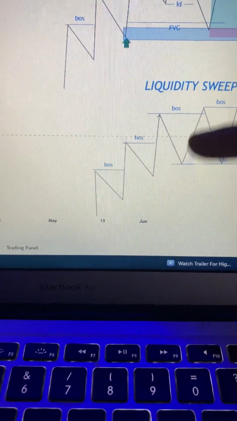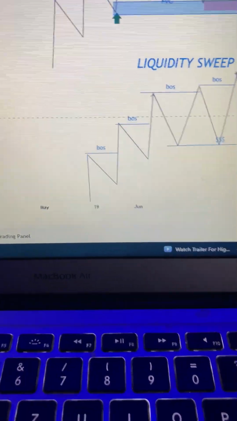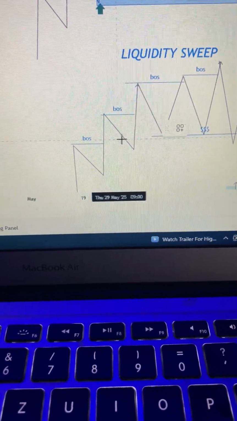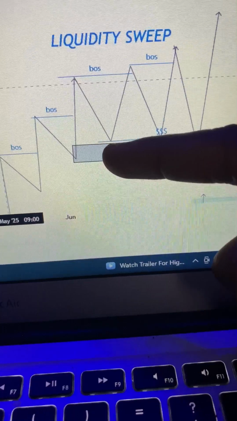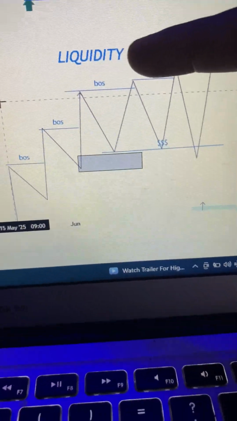Price pulls back, a break of structure to the upside. Now this is our order block. Price now comes back and mitigates down. After mitigating down, a breaker forms from this side. Now price comes back.